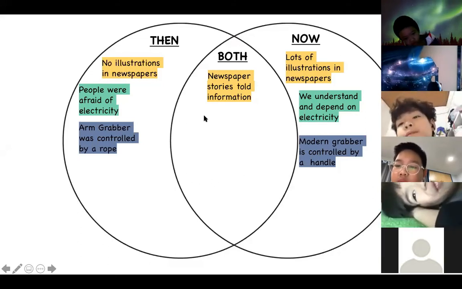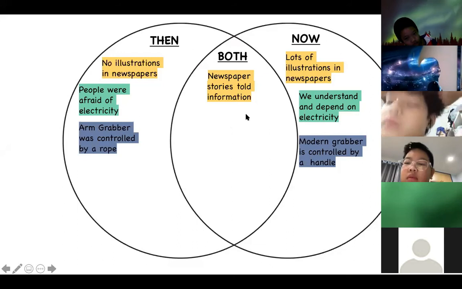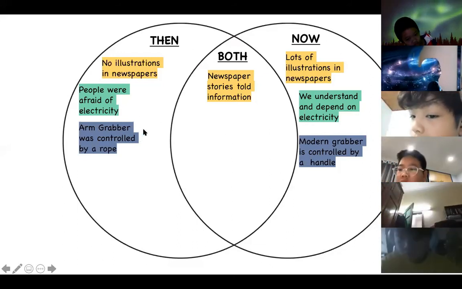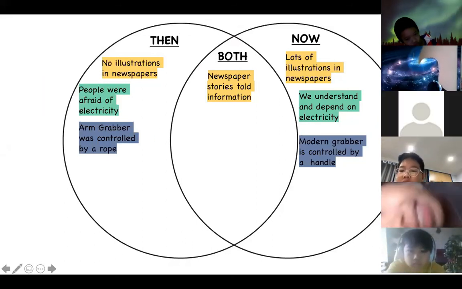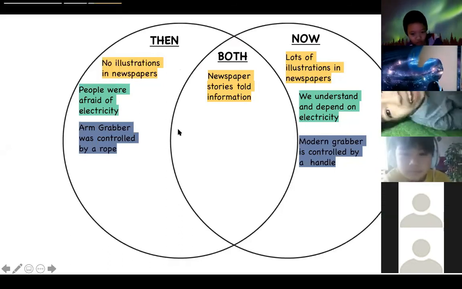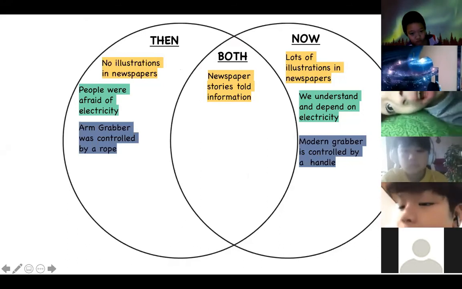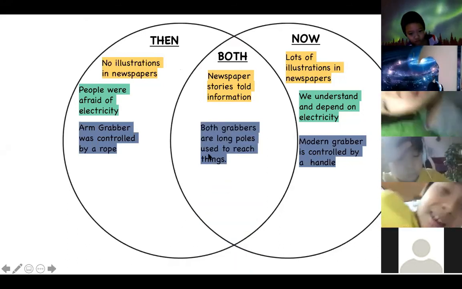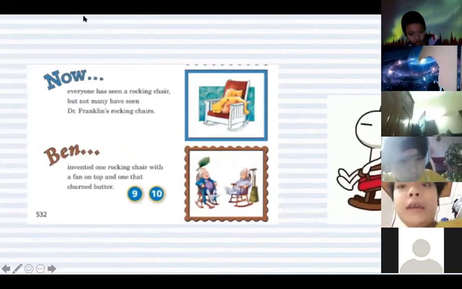Okay, what do they both do? How are they the same? They're different because back then they were used by pulling a rope. Now we use it using a button or a handle. How are they the same? Can you tell me? It's to take things. Very good. They're both used to grab things from out of reach. Both grabbers are long poles used to reach things. Very good. Well done. Okay, last one.